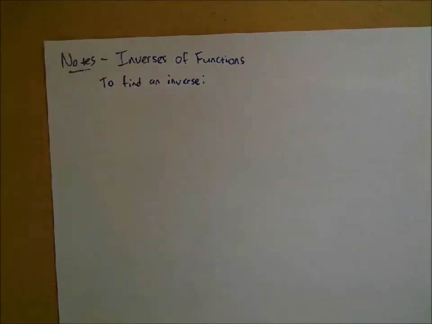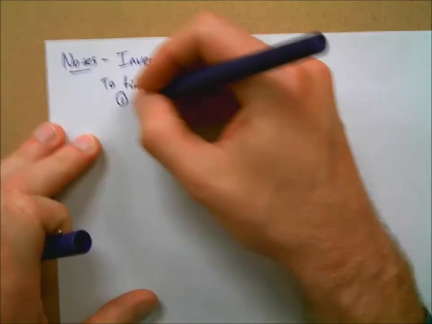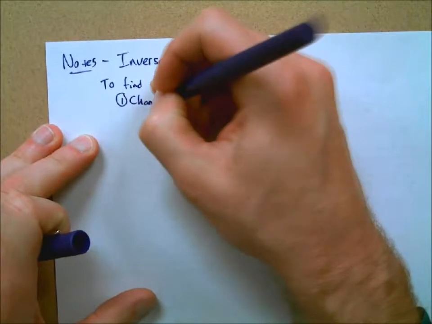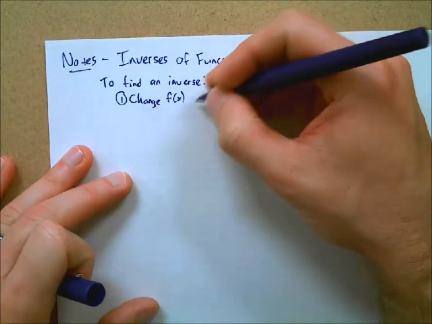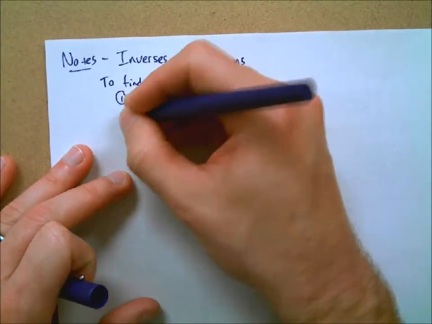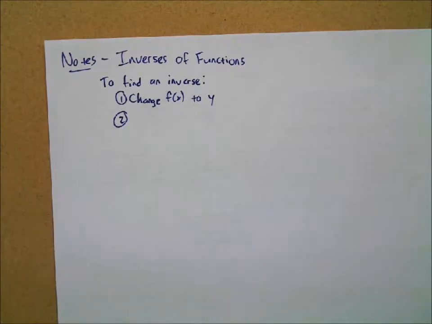So when it comes to finding an inverse, the first thing we're going to do is kind of a preliminary step: we're going to change f of x or g of x or h of x, whatever you might have, to y. So change the function from function notation to just the variable y. Now we should have everything in terms of y's and x's.